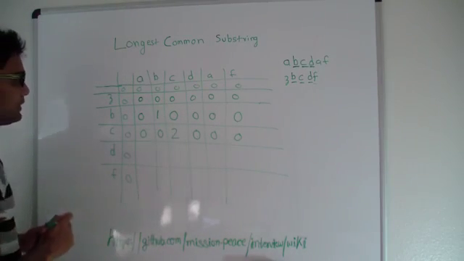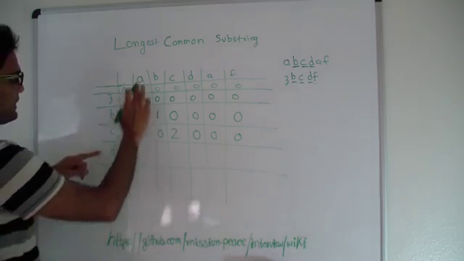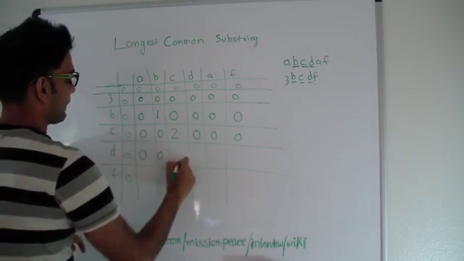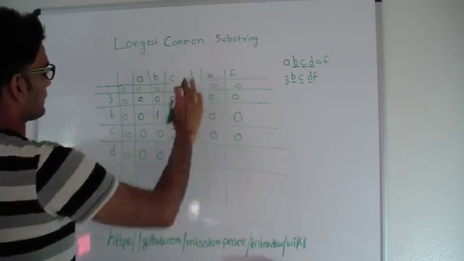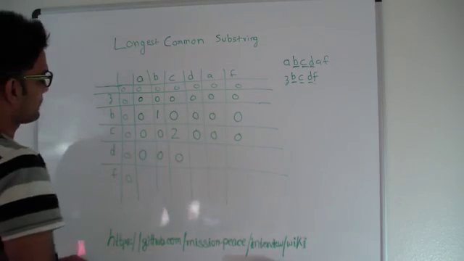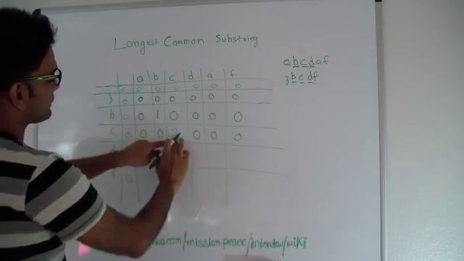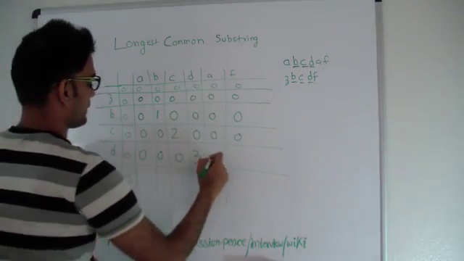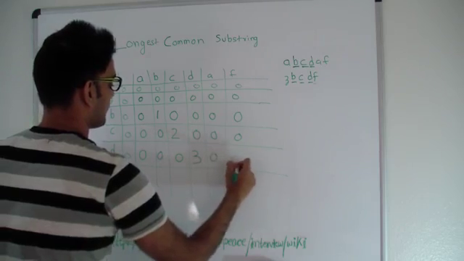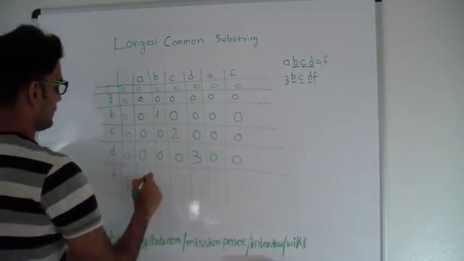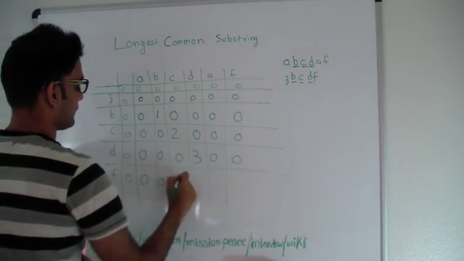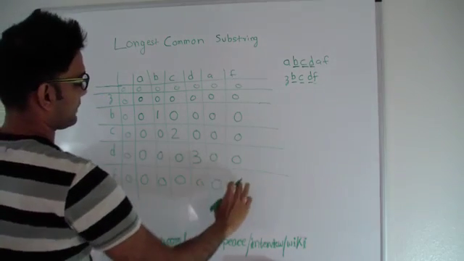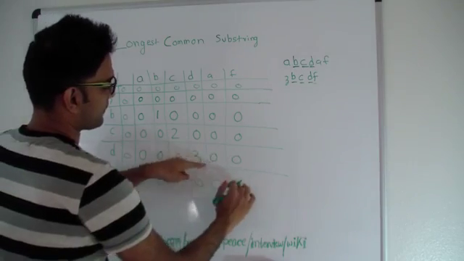Alright, let's move on to this row. D and A are different, so 0, 0, 0. Now here D and D are same, so the longest common substring will be what is diagonally across plus 1, so 3. Again, A and D are different, so 0 and 0. Let's fill up the last row: 0, 0, 0, 0, 0. Then F and F are same, so the longest common substring will be 0 plus 1, 1.